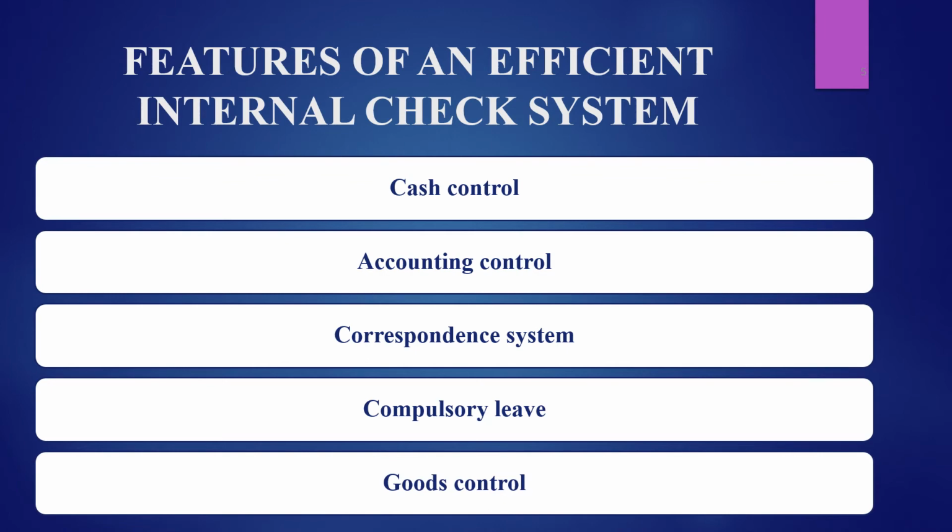Another feature of the internal check system is goods control. Whatever system a company is adopting for ordering the raw material, or for receipt of goods, or for dispatch of goods to different departments, it should be controlled very appropriately. No employees should be allowed to take any kind of goods outside the organization without proper authorization.